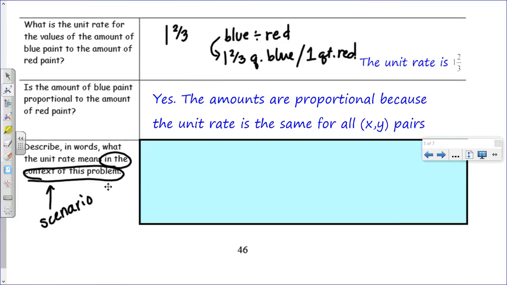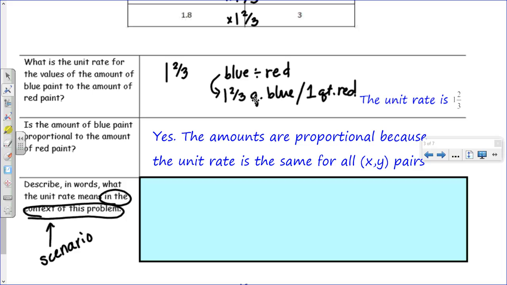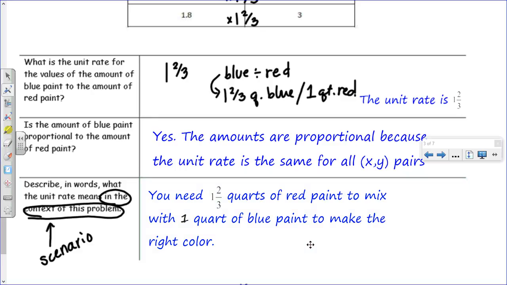Okay, so what does the unit rate mean? We kind of wrote it out here. Let's see what we've got. You need 1 2/3 quarts. Oh, that is backwards. I am really sorry. That is not correct. You need 1 2/3 quarts of blue paint to mix with 1 quart of red paint.